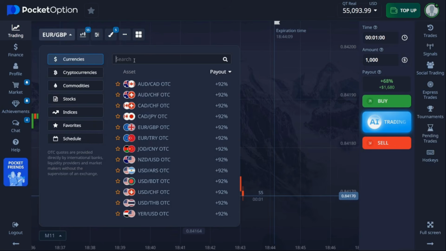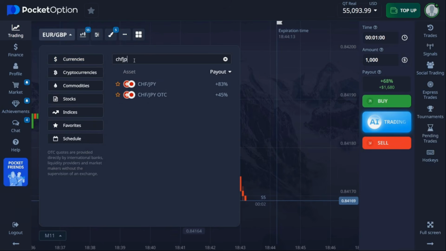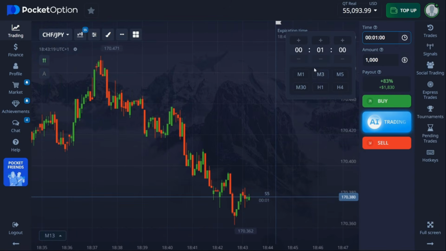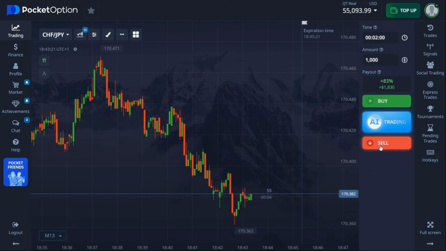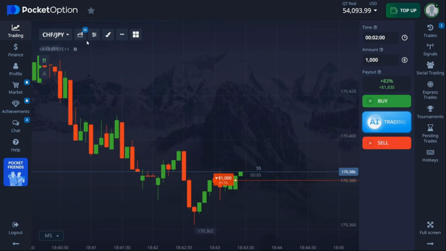Opening pocket option, selecting CHF/JPY. And entering a 2-minute down trade. Let's see how it plays out.